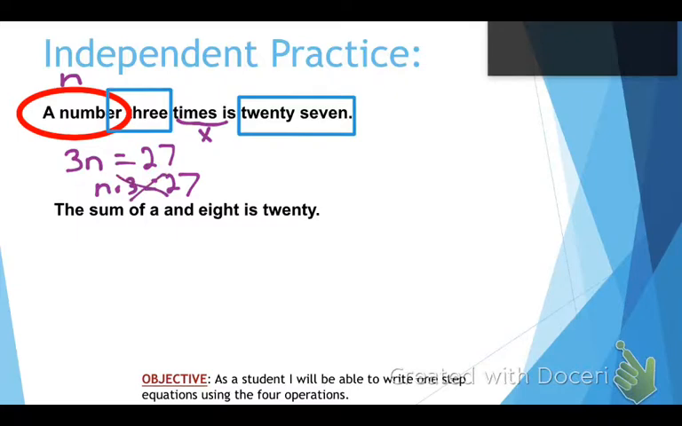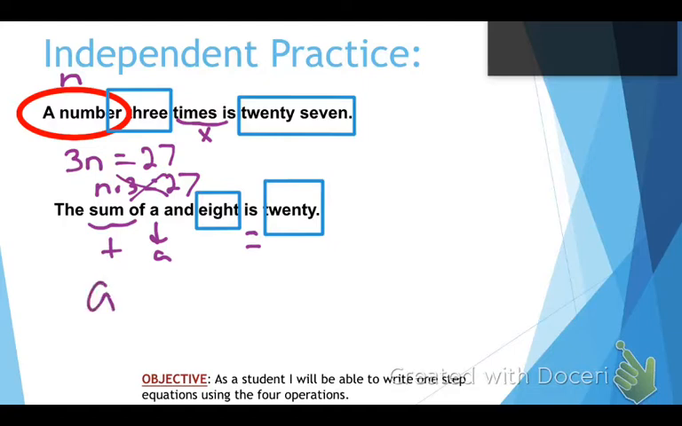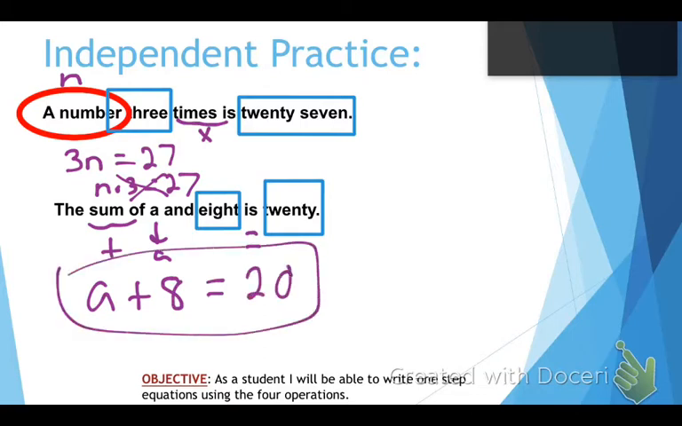Alright, next one. The sum of a, alright, and 8 is 20. So find our numbers. We have 8, we have 20. We know that the is the equal sign. The sum means add, and a, ooh, the sum of a is our variable. That's our unknown. So the sum of a and 8. So a plus 8 equals 20. And that's really what you should have. Okay? A plus 8 equals 20.